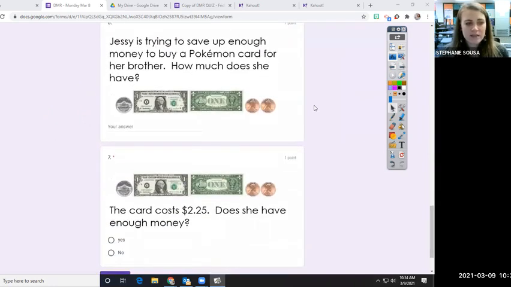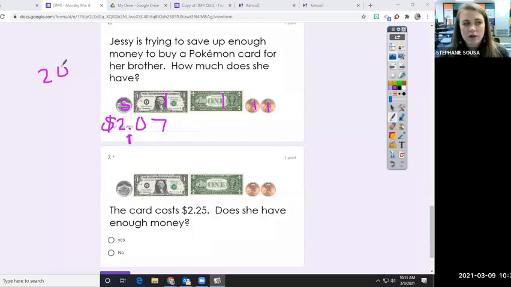6 and 7 are both money questions. Jessie is trying to save up enough money to buy a Pokemon card for her brother. How much does she have? $1, $2, and that is worth 5 cents. 1 cent, 1 cent. 5 plus 1 plus 1 is 7 cents. $2.07. You needed to have your decimal point to get the correct answer.